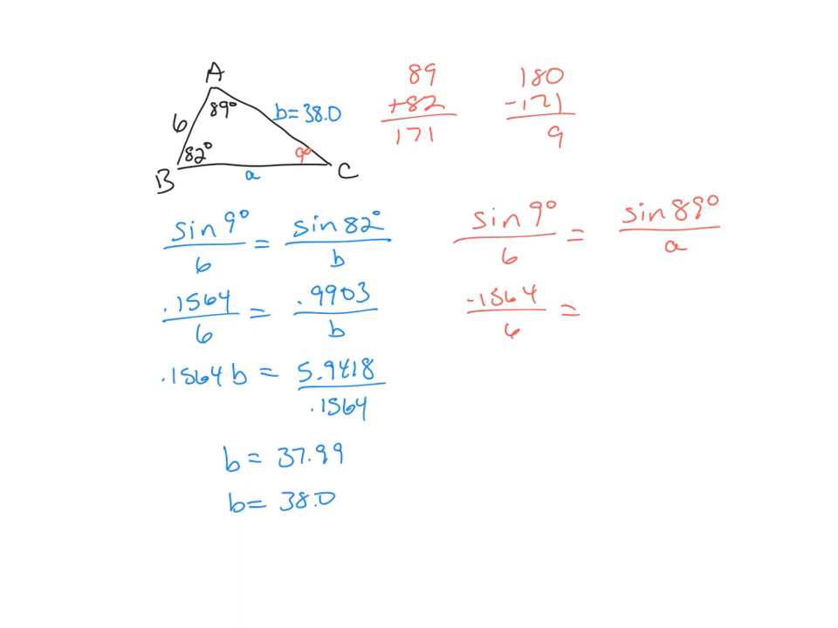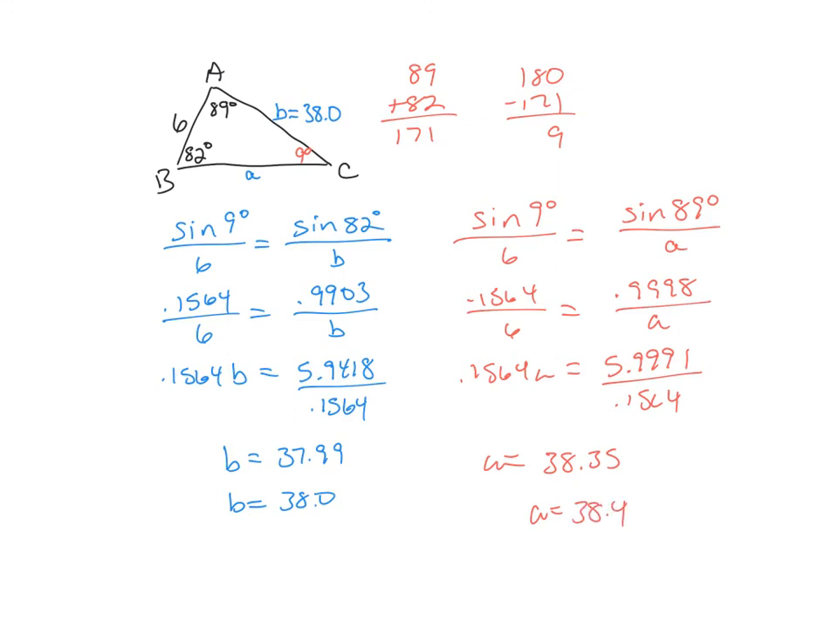Sine of 89, 0.9998. It looks remarkably the same if you compare the two, except I have an A instead of a B. 5.9991, divided by 0.1564, and we get 38.35, or 38.4.